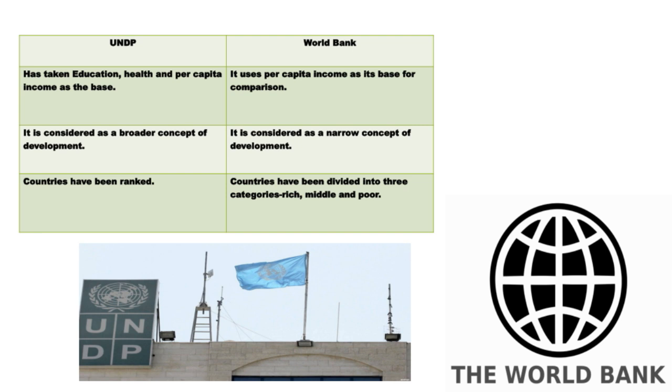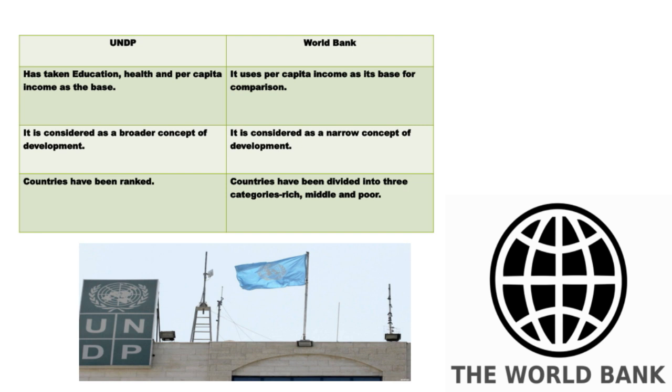On the other hand, the World Bank primarily focuses on per capita income as its key indicator for comparison. This approach is a bit narrower, focusing mainly on economic output per person to gauge development levels. Because of these different perspectives, the UNDP's concept of development is considered more comprehensive. It captures social and human development aspects. The World Bank's view is more focused on economic growth alone.